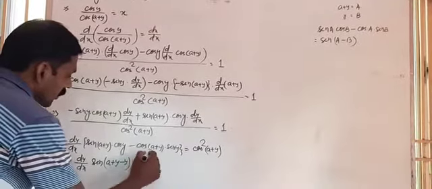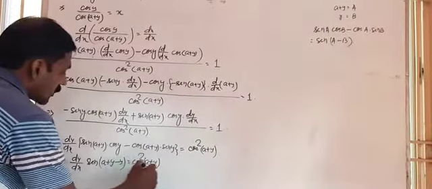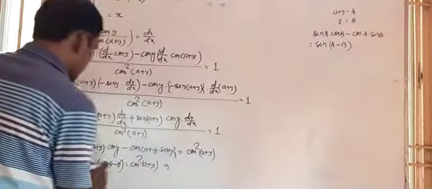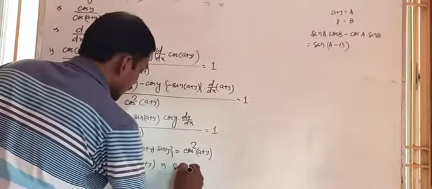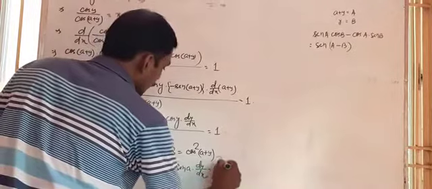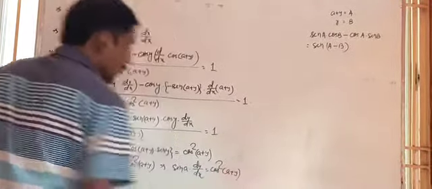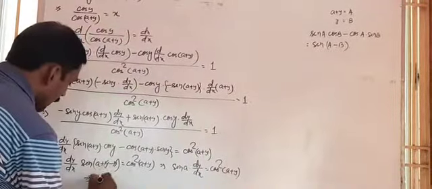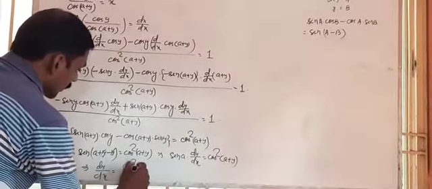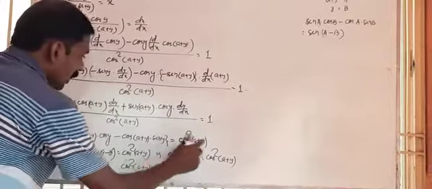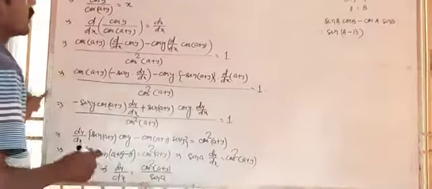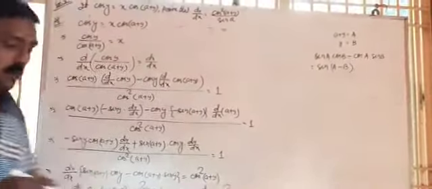equal to cos square a plus y. Now here plus y minus y cancel. So this implies this is sin a. Sin a into dy by dx equal to cos square a plus y. It implies dy by dx equal to cos square a plus y divided by sin a. This one. Okay.